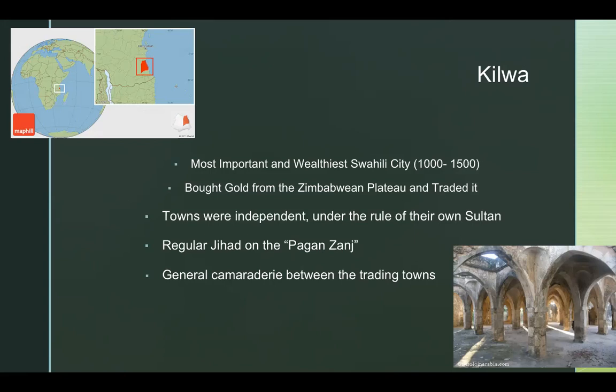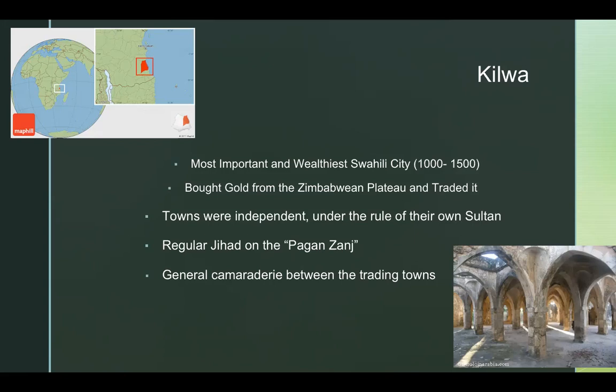A lot of these communities, these city-states, often got along. There was general camaraderie, trading competition for sure, trading rivalries, but because they had very similar cultures, the sultans, or the Islamic leaders of the communities, understood the benefit of shying away from warfare, since they were all Muslim communities. So they had trade rivalries, but they hardly ever fought.